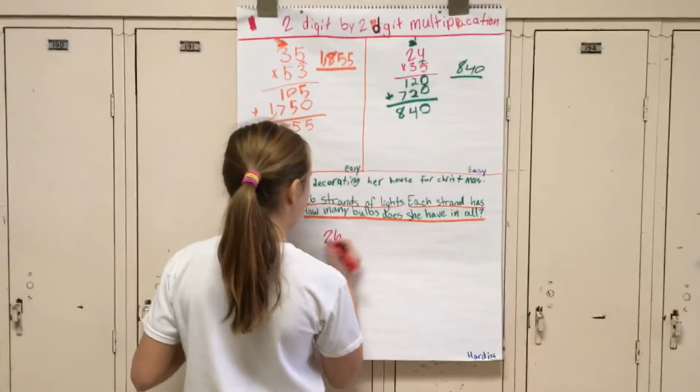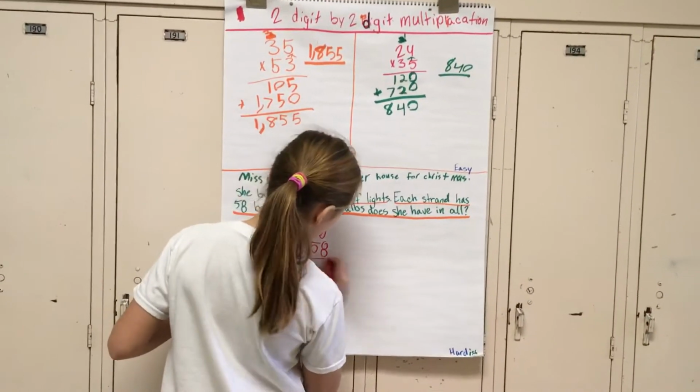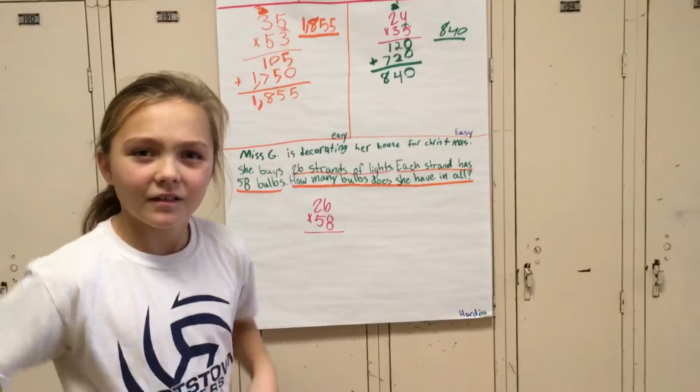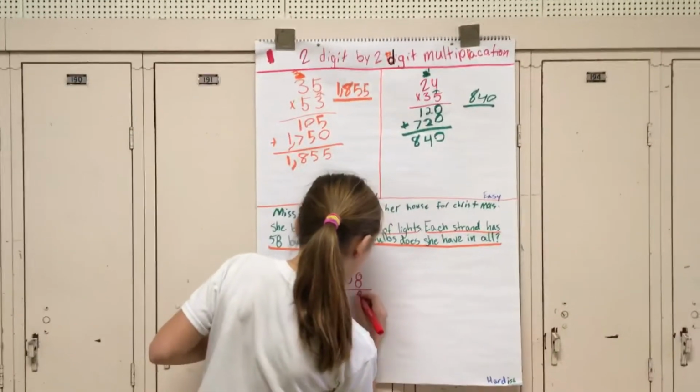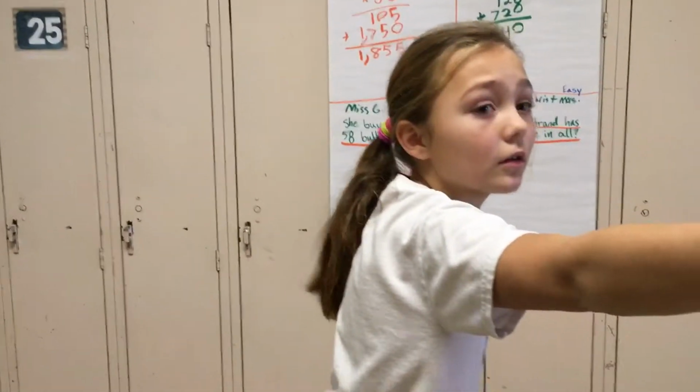So 26 times 58 equals, we don't know. So Lily, can you tell me what 8 times 6 is? 48. So we're going to put down the 8 and carry the 4.